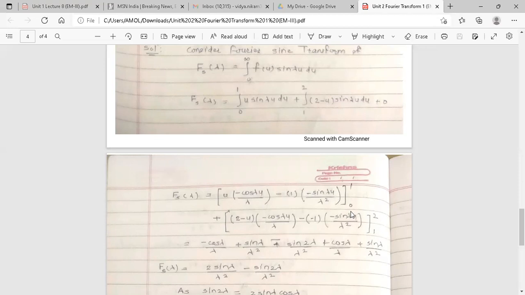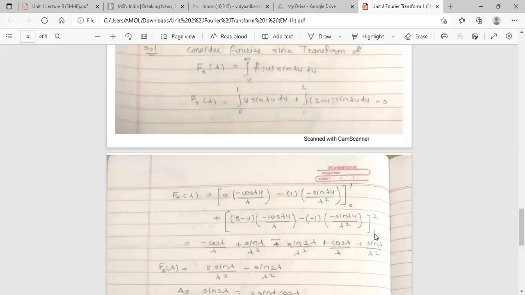Okay, now the second term is here. Limits are 1 to 2. The upper limit is 2, so put u equal to 2. So 2 minus 2 is 0, and this first term is 0. Minus minus plus, again there is a minus sign for the sine function, so the minus sign is there. Now u is 2, so sin(2 lambda) upon lambda squared. This is the term after putting the upper limit 2 in this second term. And then the lower limit is 1.